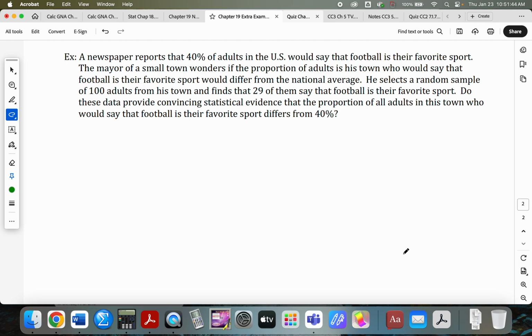The mayor of a small town wonders if the proportion of adults in his town that would say that football is their favorite sport would differ from the national average. He selects a random sample of 100 adults in his town and finds that 29 of them say football is their favorite sport. Do these data provide convincing statistical evidence that the proportion of all adults in this town who would say football is their favorite sport differs? Again, they double down on it here and remind you again, it's different, not greater than, not less than, different than.